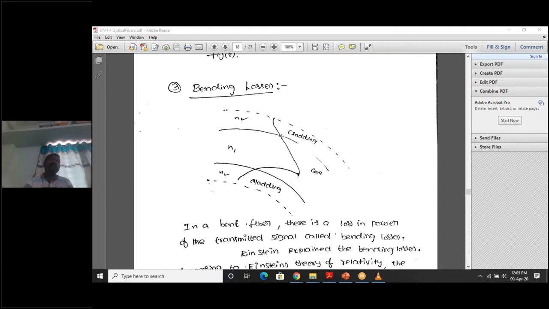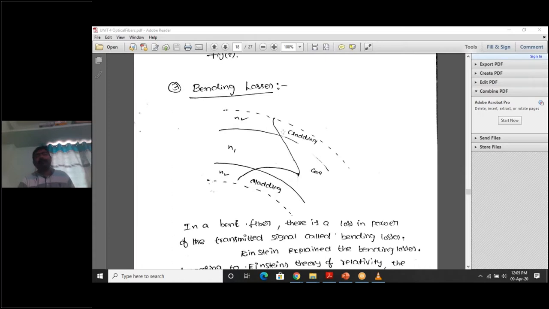But according to the rules of light, the part of the light which is in the cladding travels in a rarer medium. So light in a rarer medium travels with more velocity than light in the denser medium, according to the rules of light. So this particular behavior is contradicted by Einstein's relativity. According to Einstein's relativity, all parts of a wavefront should travel with the same velocity.